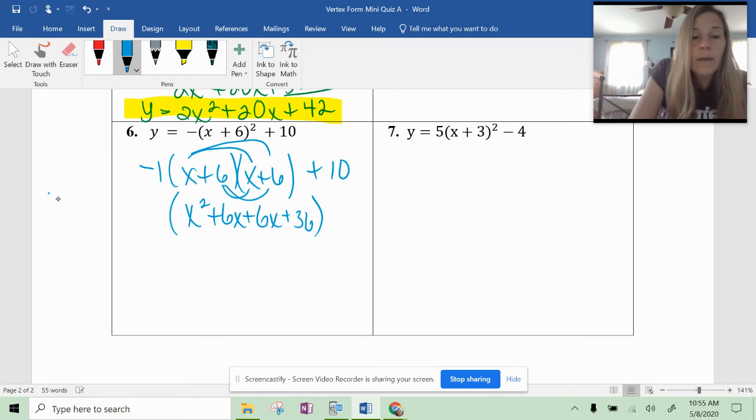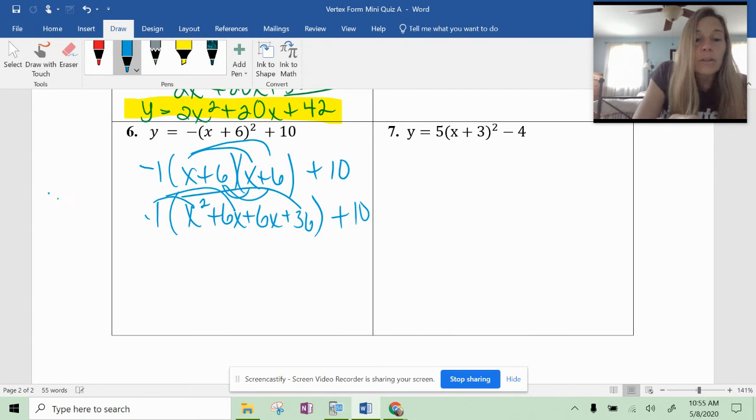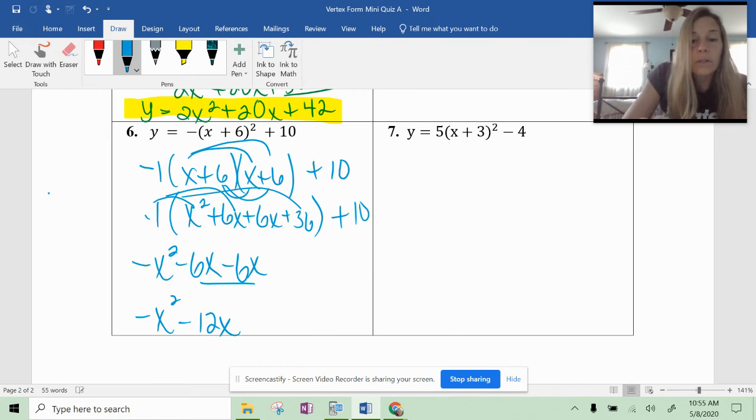Now remember, all of that needs to get that negative 1 distributed. And don't forget about the plus 10 at the end. So now basically all these signs are going to change. So I'm going to have negative x squared minus 6x minus 6x, which of course is going to combine to give you a negative 12x. Some of you might have already done that. And then minus 36 plus the 10. And then the negative 36 plus the 10 will be then negative 26.